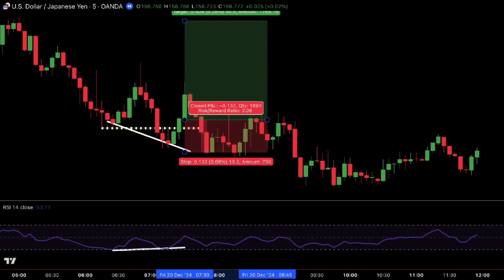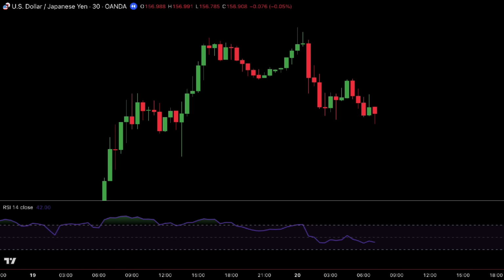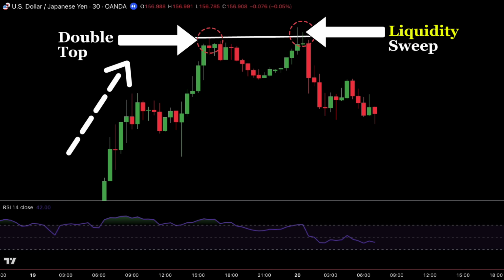Let's switch to the 30-minute chart to understand the bigger picture. On the higher time frame, you can see that the overall trend is moving against our bullish setup on the 5-minute chart. Notice how the market was trending upward, then formed a double top, followed by a liquidity sweep, a clear signal of a potential trend reversal. After that, price started to reverse and trend downward, which goes completely against our buy trade on the 5-minute chart.